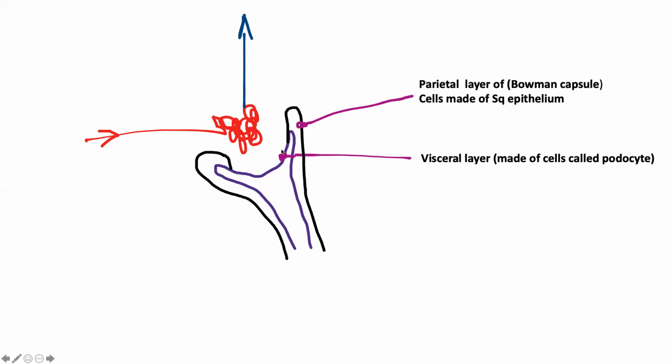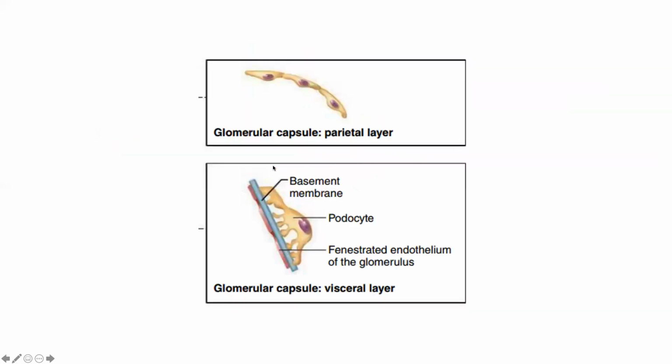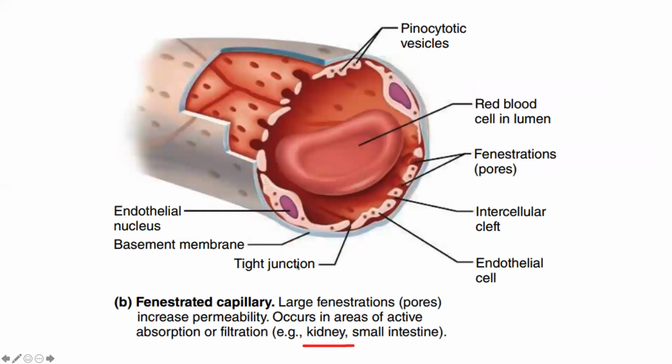And the visceral layer, which is made of cells, they are called podocytes. So the glomerular capsule parietal layer is made of flat squamous epithelium, and the glomerular capsule visceral layer is made of the podocytes. Yeah, podocytes, these are resting on the basement membrane.